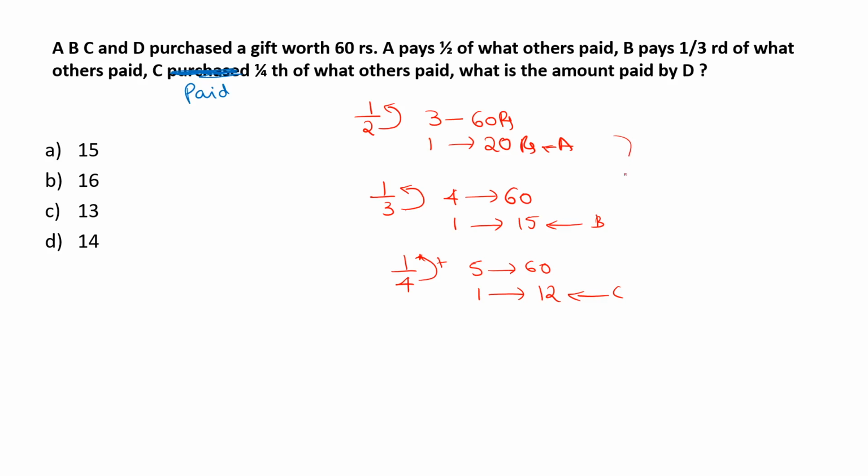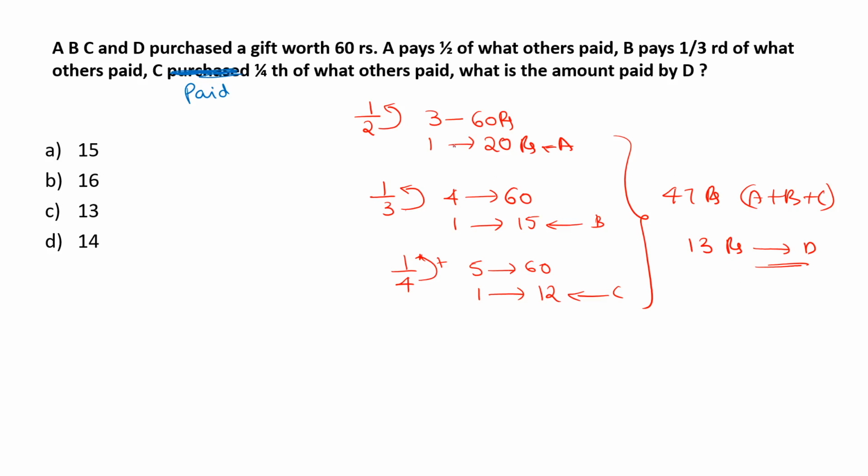Together A, B and C paid 20 plus 15, 35, plus 12, that is 47 rupees. But the gift was worth 60 rupees. Then the other 13 rupees are paid by D. Okay. Then the amount paid by D is 13 rupees.